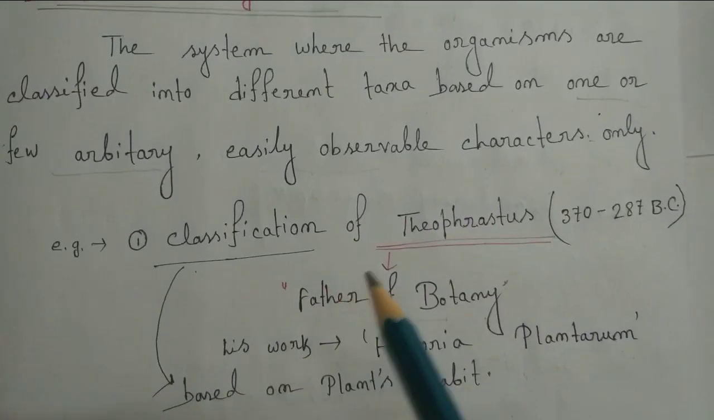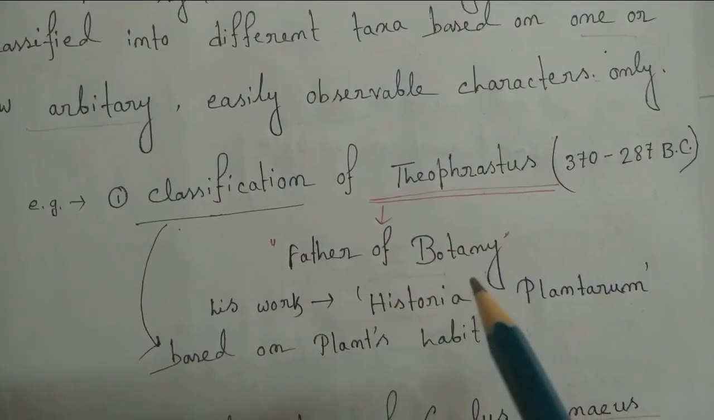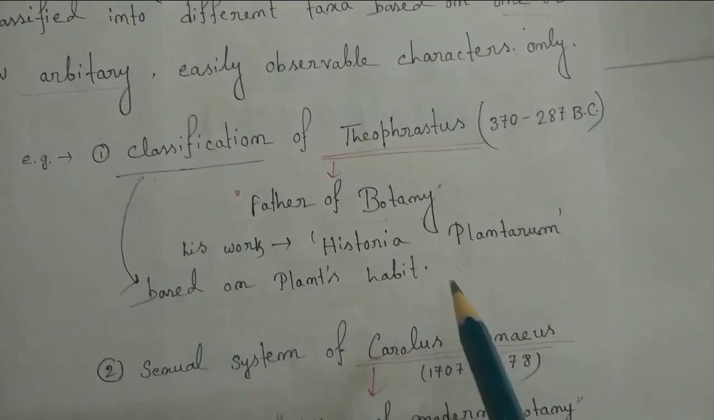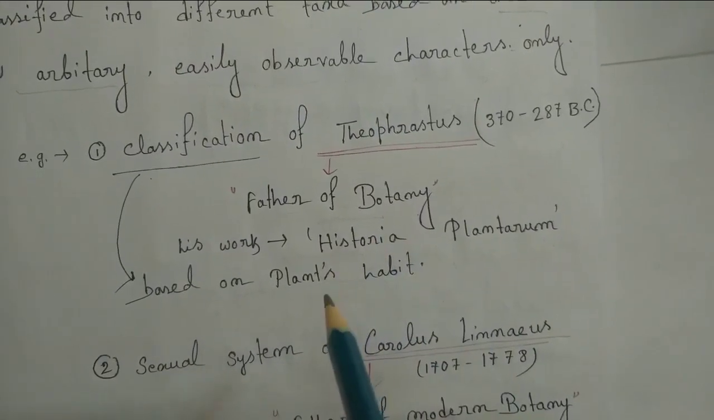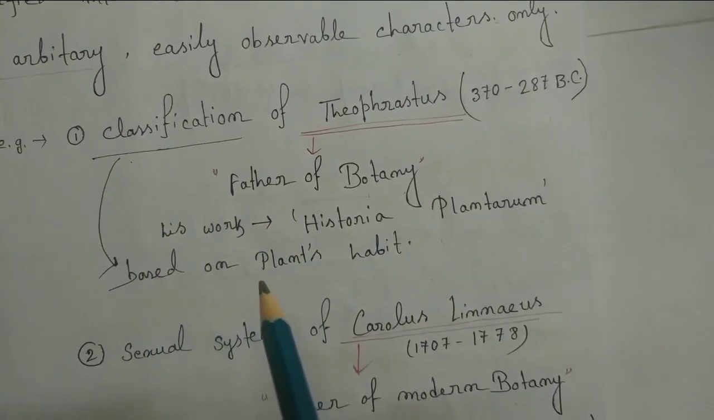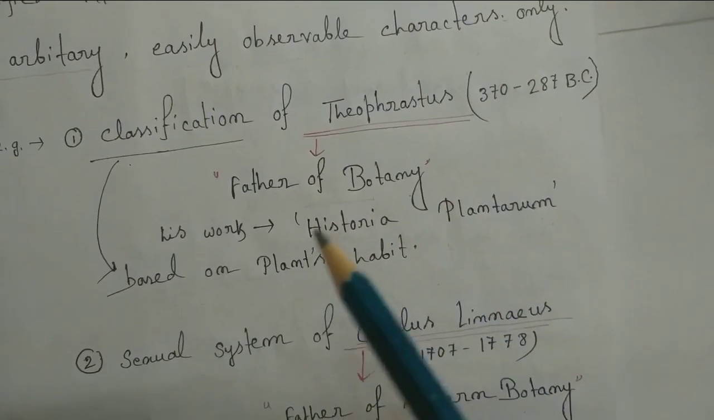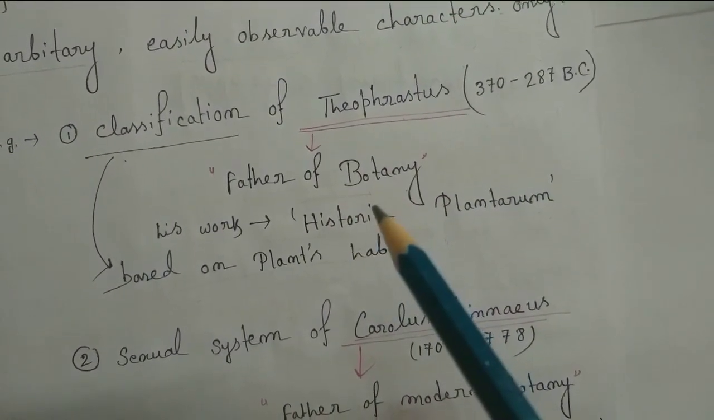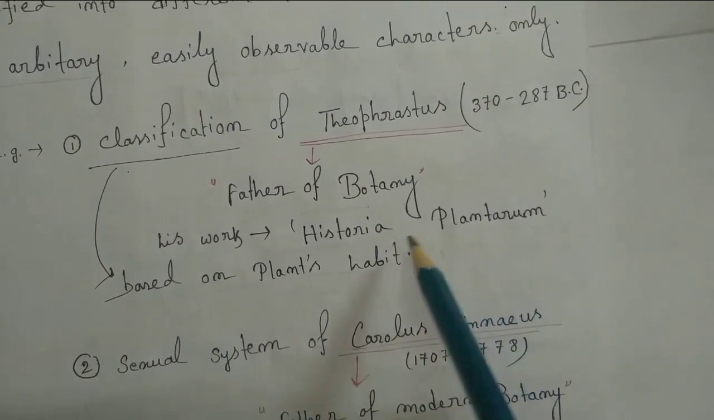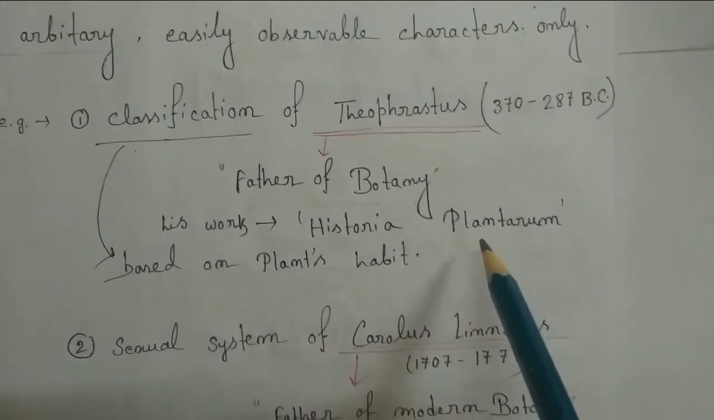The example is the classification of Theophrastus, who is called the father of botany. He classified the plants based on habit, and he grouped the plants into 4: herb, undershrub, shrub, and tree. He described and named about 480 plants in his book Historia Plantarum. This book is known as the oldest botanical work in existence.